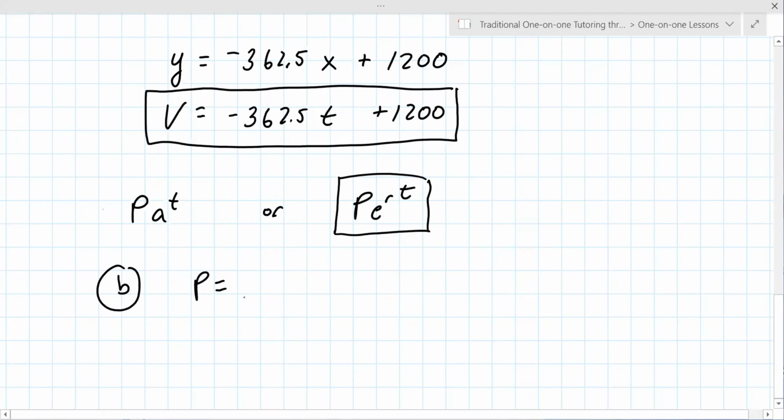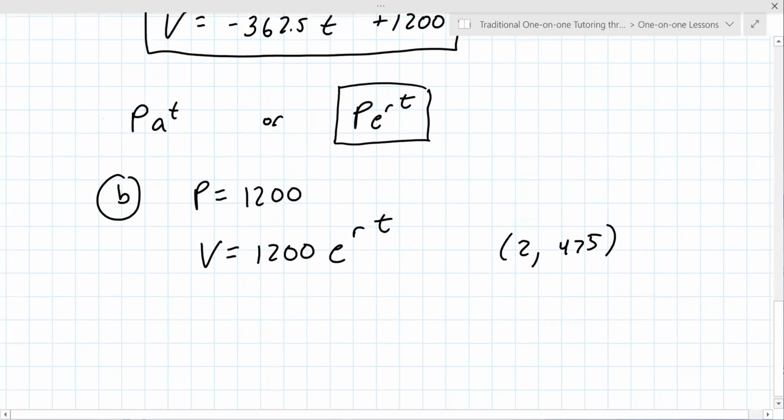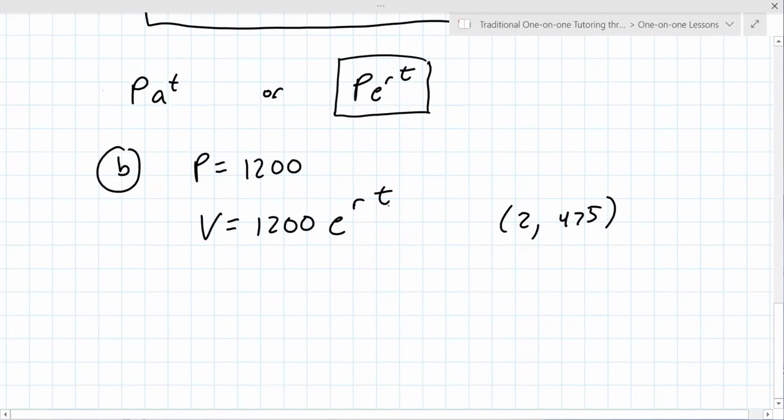P is the initial amount, so that's 1200. So your V is equal to 1200 e to the RT. E is the exponential function, R is a constant. T and V are the unknowns. That's why you have that second data point. That's why you know that after 2 years, 475. So 2 is T, 475 is V. 475 equals 1200 e to the 2R.